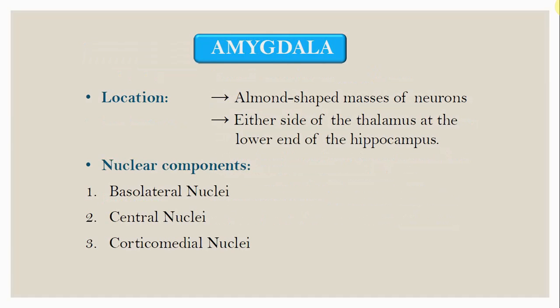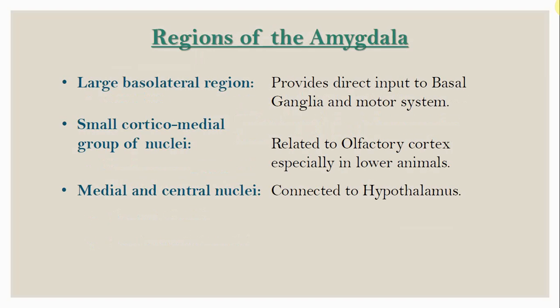Now coming to a very important part, that is the amygdala. There are actually two almond-shaped masses of neurons on either side of the thalamus at the lower end of the hippocampus. The nuclear components are basolateral nuclei, central nuclei, and corticomedial nuclei. The regions of the amygdala can be classified as, first, the large basolateral region, which provides direct input to the basal ganglia and motor system.